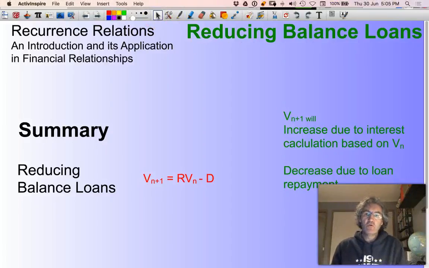Well, hello and welcome. In this presentation, I will be looking at reducing balance loans and in particular how they may be implemented using recurrence relations.